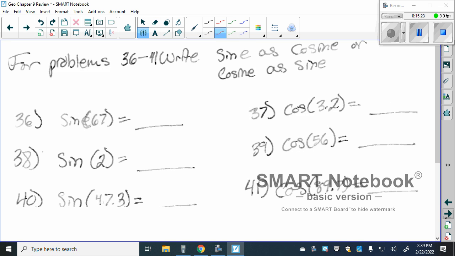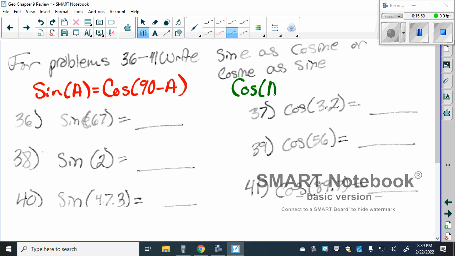All right. Well, here it wants us to write sine as cosine, or cosine as sine. So if we're given sine of A, we're rewriting it as cosine of 90 minus whatever that angle is. And that would give us our answer. Now, if we're given cosine, well, cosine of A is equal to sine of 90 minus A.